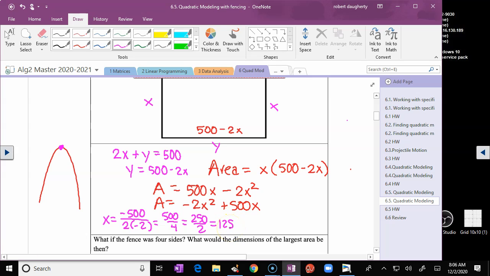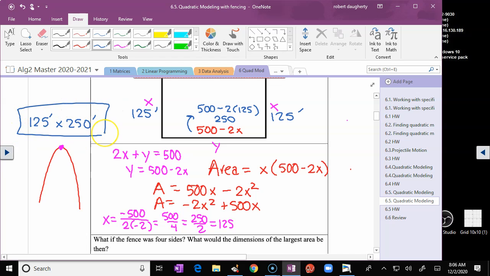So that tells me the dimensions of this, that tells me that this side is 125 feet, this side is 125 feet, okay? And then what's the remaining side? The remaining side here is 500 minus 2 times 125, so this is 250. So this fence is 125 by 250. That is the way that this fence will have the largest area.